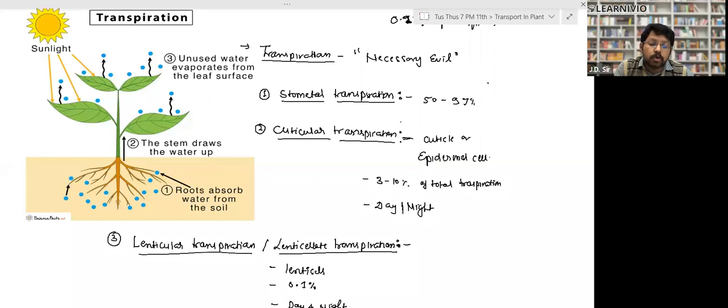Then cuticular transpiration. 3 to 10% of water is lost by the cuticle or epidermal cells. This is called cuticular transpiration. And cuticular transpiration takes place in day and night, right?